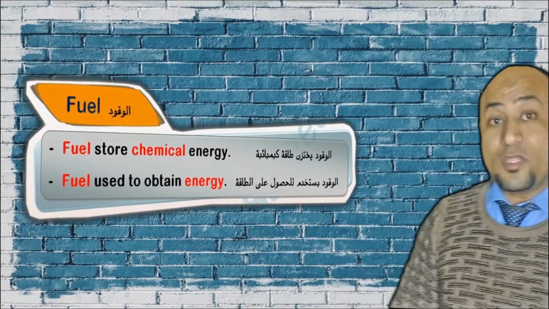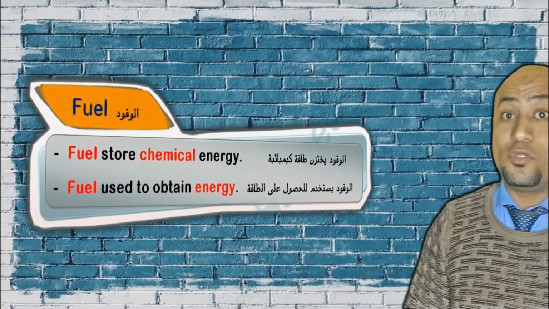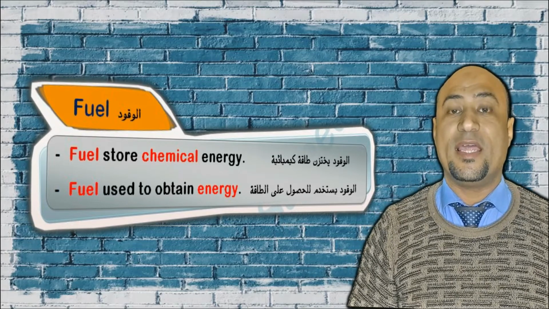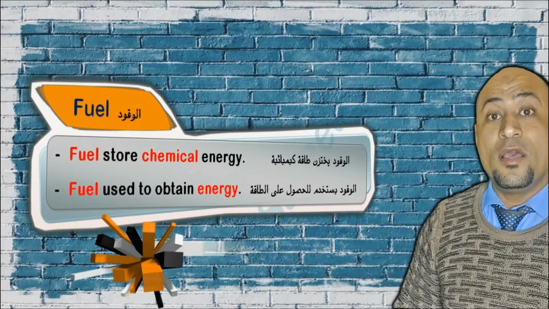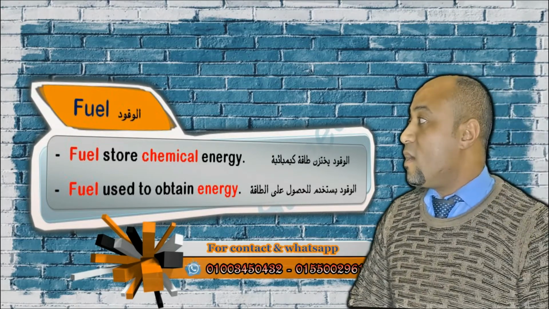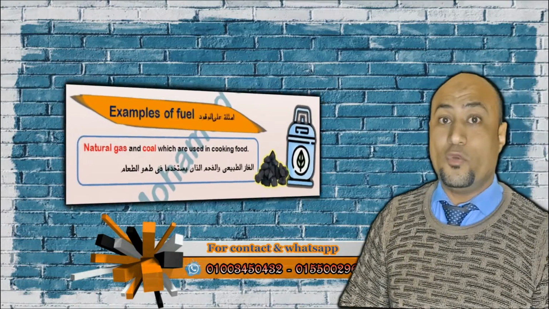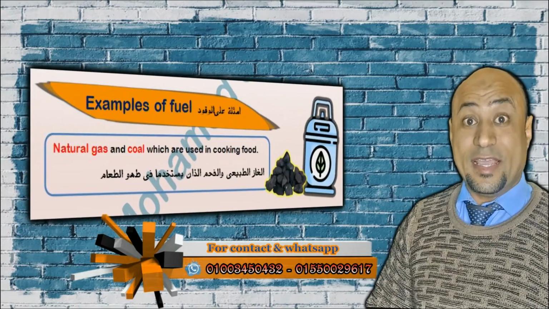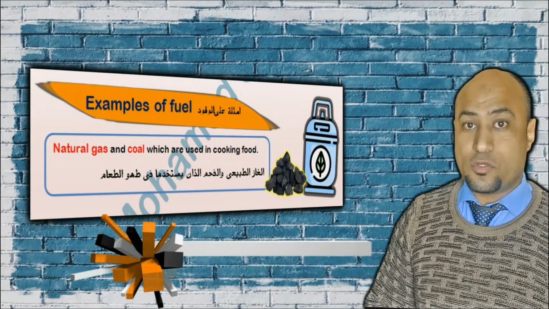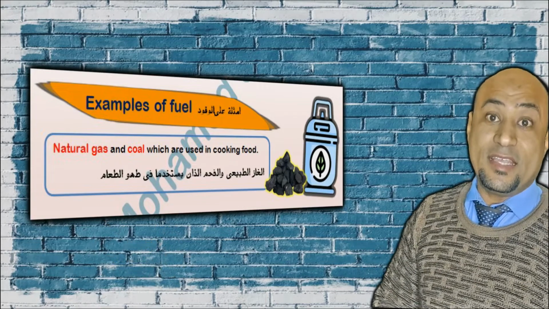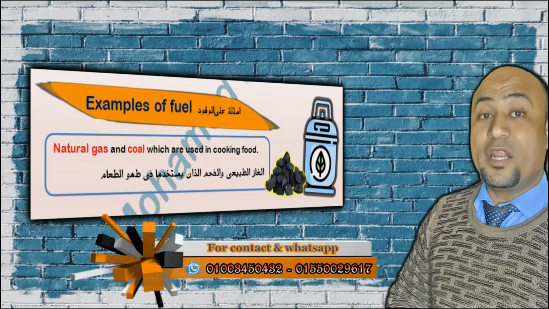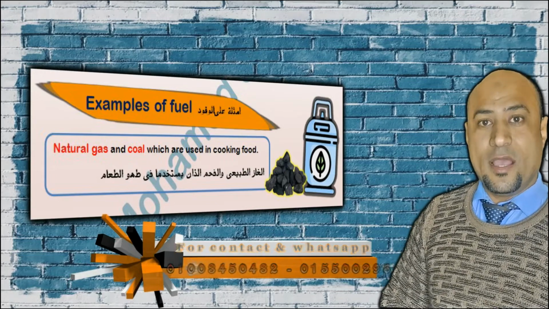As also we use fuel to obtain energy. Again, fuel stores what? Excellent, chemical energy, and fuel is used to obtain chemical energy. As you can see, in our daily life we have sources of fuel, like natural gas in our homes, and in our daily lives we can use coal also to obtain heat energy. So natural gas and coal are used in cooking food to obtain heat energy.